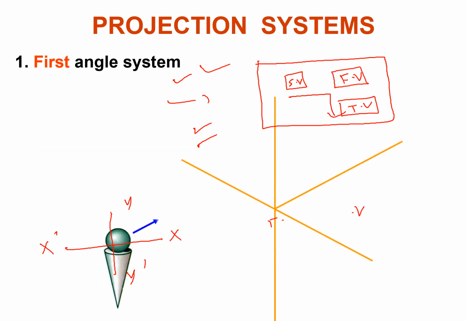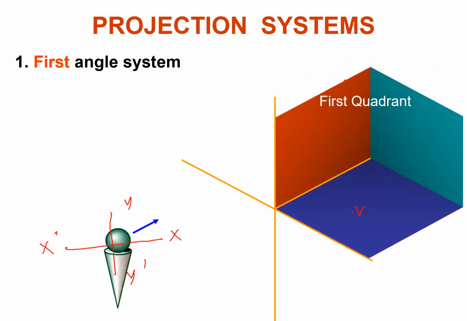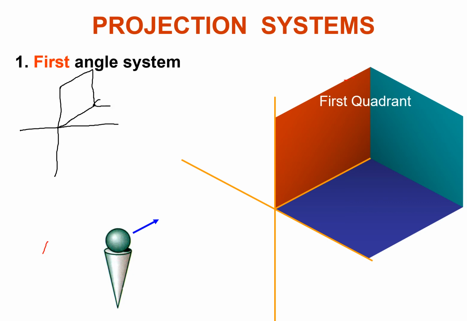Let's give some space. If these are your coordinates, this is your first quadrant, and you are the observer. As I said, this is your Cartesian coordinate system. If we draw it like this, this will be your first quadrant, this your second quadrant, this your third quadrant, and this your fourth quadrant. If we make planes in the first quadrant like this, place an object, and then project the views of that object onto the planes, then we will get our first angle projection system.